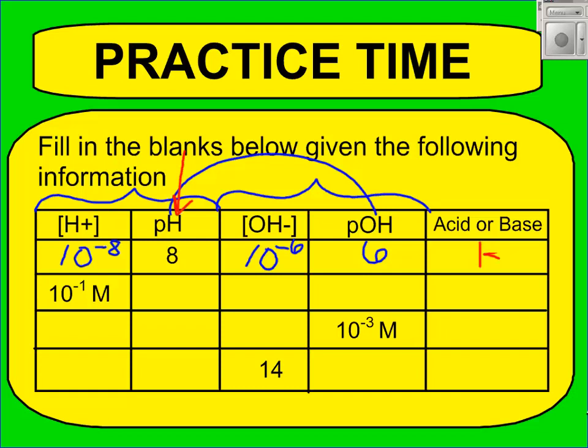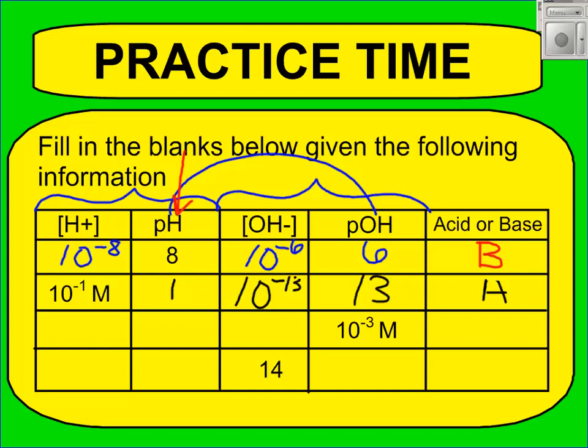For the second one, my hydrogen concentration is 10 to the negative 1st, which means my pH is 1. If my pH is 1, my pOH must be 13, and therefore hydroxide concentration is 10 to the negative 13. Since my pH was 1, that is definitely lower than 7, and that is acidic.